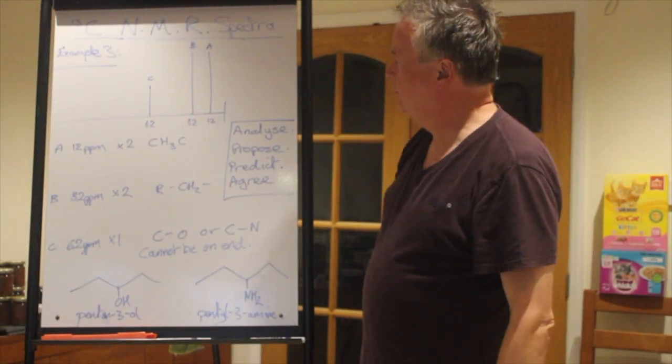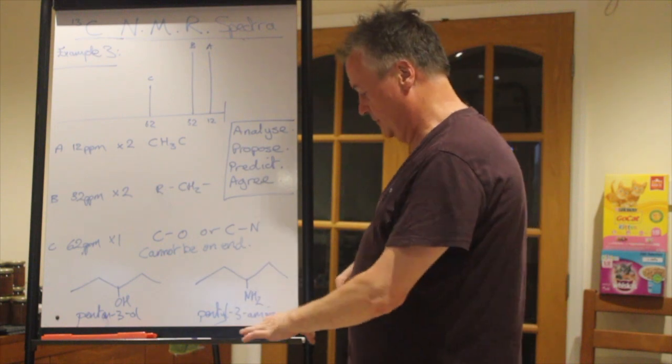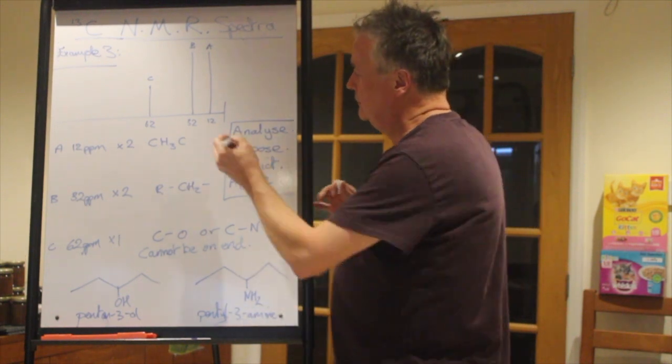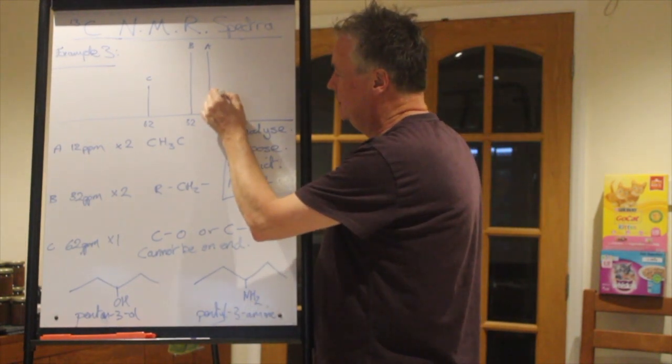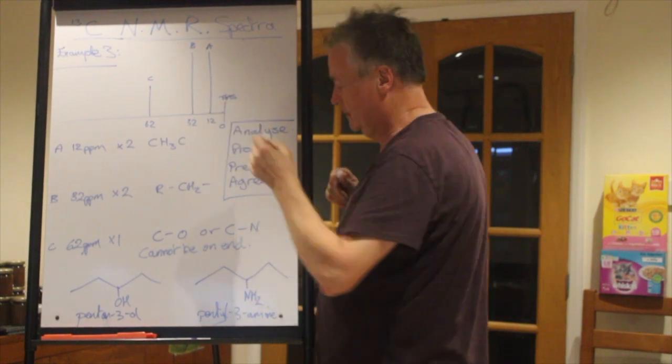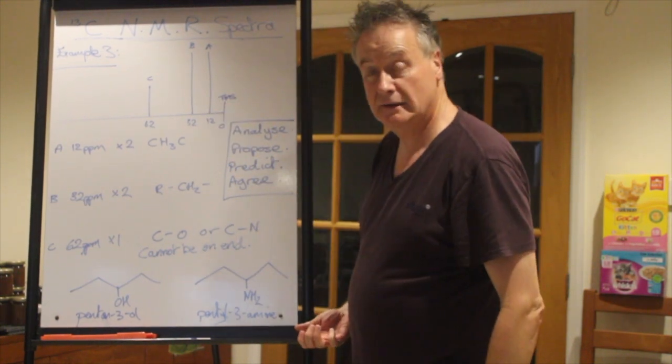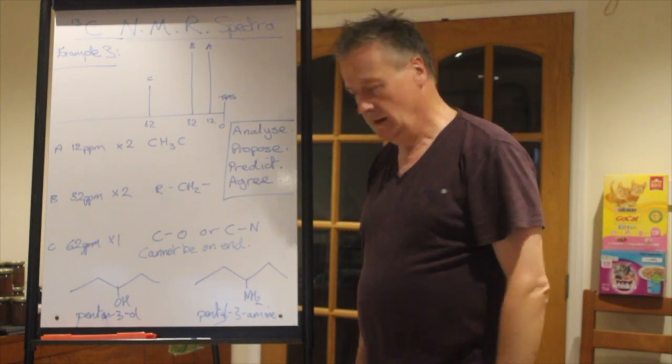See you shortly. So our last and third example, here's the spectrum. Of course this is the 0 marker, we know that's the TMS marker, and we don't need to include that in our analysis.